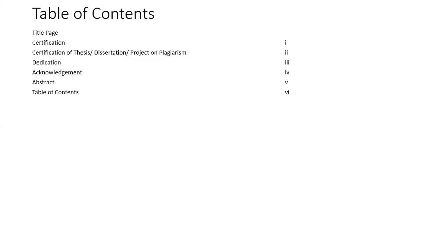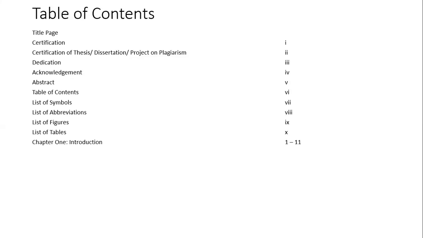For the table of contents, we have the title page, the certification of thesis, dissertation, or project on plagiarism, dedication, acknowledgement, the abstract, and then table of contents. These are all in Roman numerals. Then the list of symbols, list of abbreviations, list of figures, the list of tables.